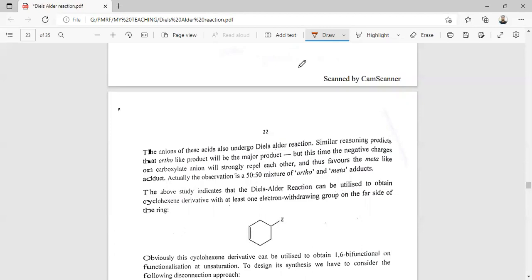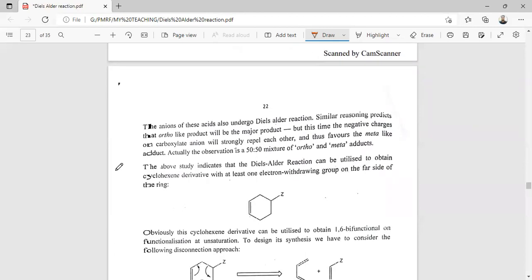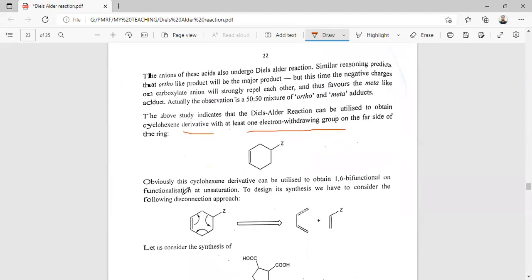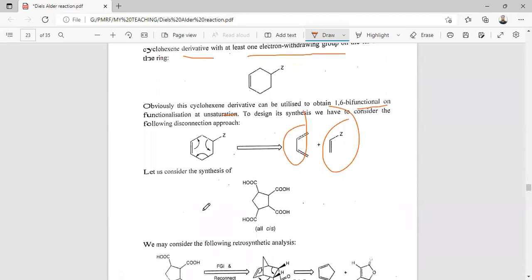So the above study indicates that the Diels Alder reaction can be utilized to obtain cyclohexane derivatives with at least one electron withdrawing group on the ring. So obviously, this cyclohexane can be utilized to obtain 1,6 bifunctional compounds with unsaturation, to design the synthesis with the disconnection approach. So here from this butadiene and this alkene we get this cyclohexane type molecule. Now consider the synthesis of this.